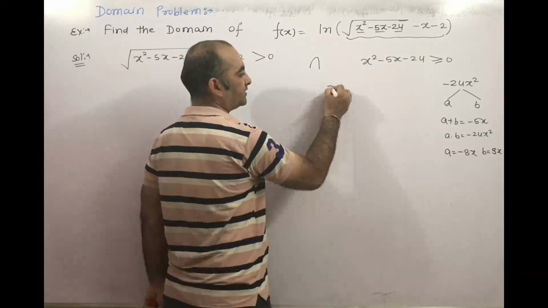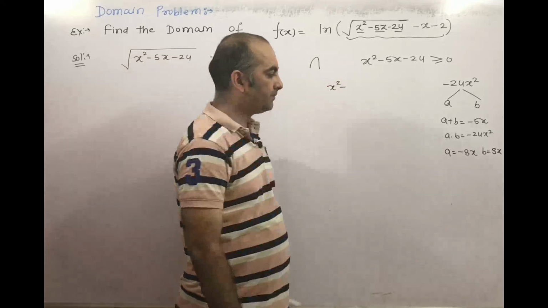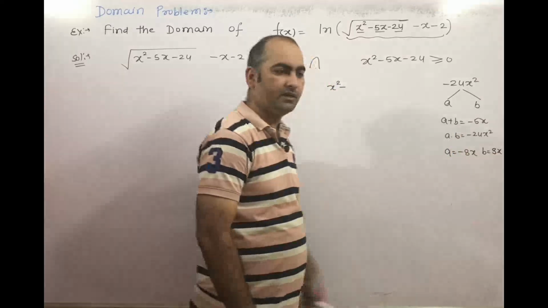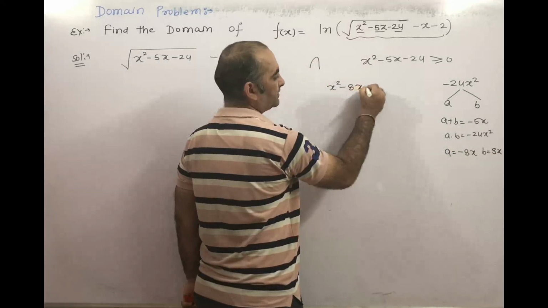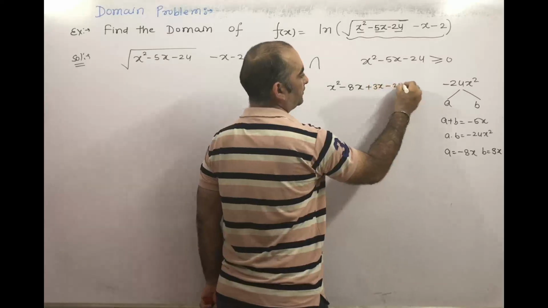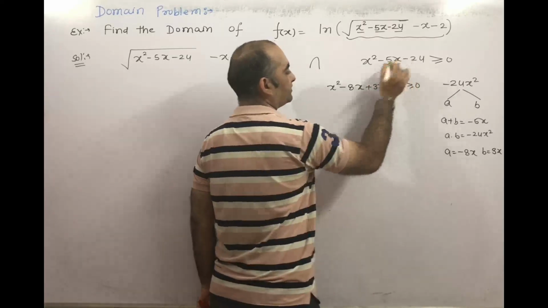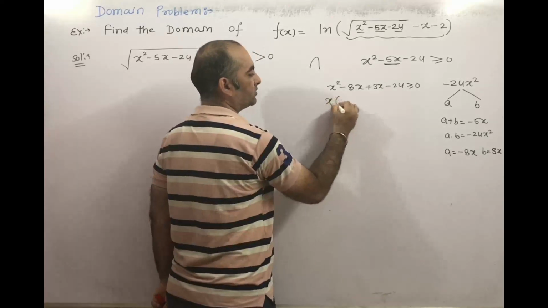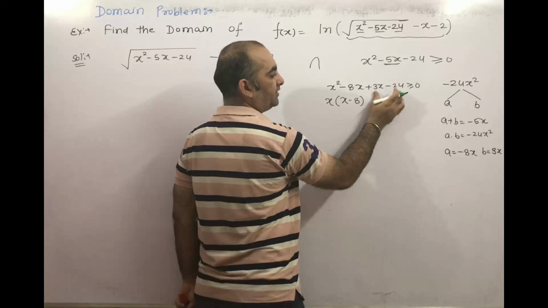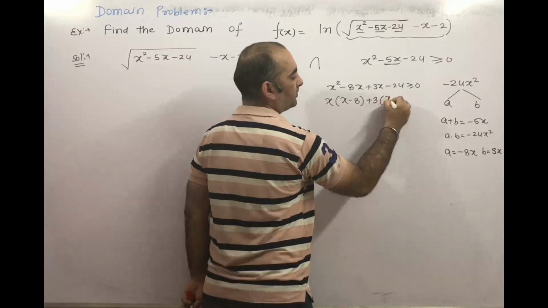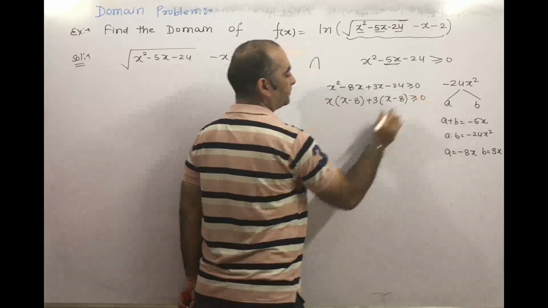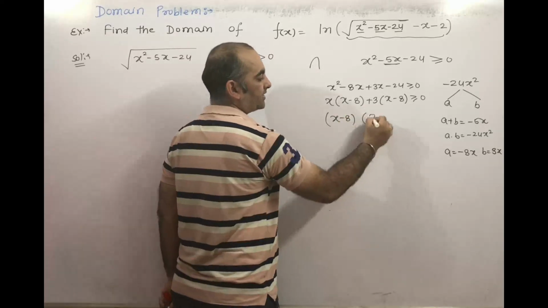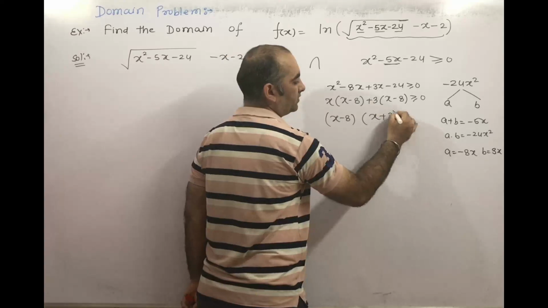So if I put here x² minus, a is -8x and b is 3x. So a plus b: we are writing x² - 8x + 3x - 24 is greater than or equal to 0. So -5x we are writing as -8x + 3x. Now in these two we will take x common, so x(x - 8). And in these two we will take +3 common, so 3(x - 8) is greater than or equal to 0. Now from here we take (x - 8) common, then (x - 8)(x + 3) is greater than or equal to 0.